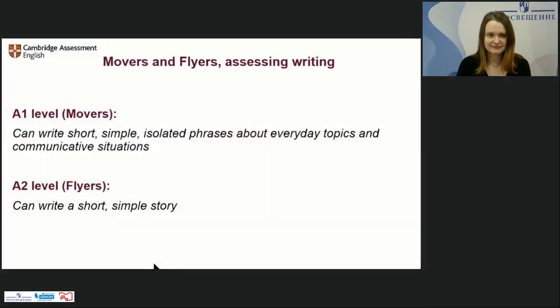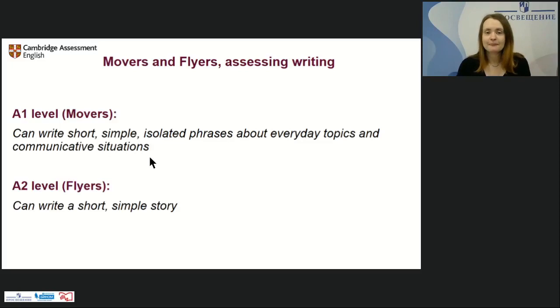Okay, so we're going to move on to assessing writing, which turns out to be a problem for some of us. And again, we need to think about the can-do statements. So what do we expect from our students? We're going to talk about Movers and Flyers only, because these are the only two levels where they have to produce some writing. So we're talking about productive writing, not just writing words and spelling. So pay attention to that.